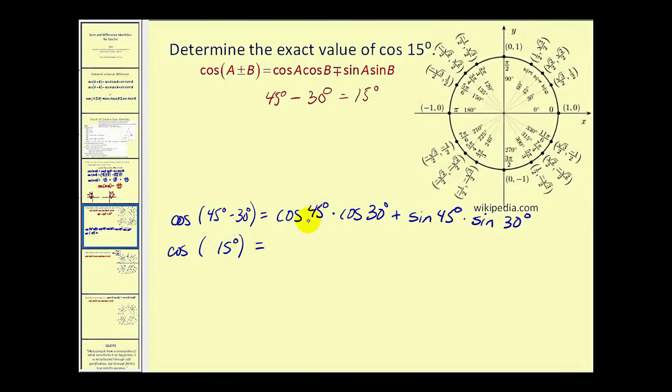And I included the unit circle here. The cosine of 45 degrees, remember, is equal to the x-coordinate on the unit circle, so we have square root 2/2 times the cosine of 30 degrees.